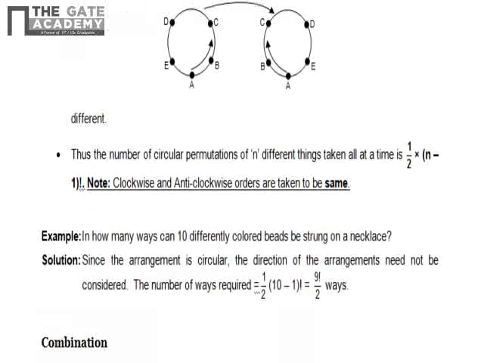For example, in how many ways can 10 differently colored beads be strung on a necklace? Because it's a necklace, clockwise and anti-clockwise arrangements are the same. Therefore, you have to find 10 minus 1 factorial, that is 9 factorial, divided by 2.